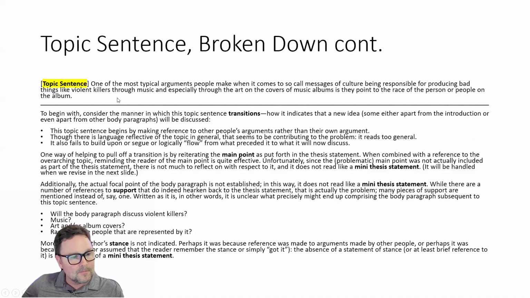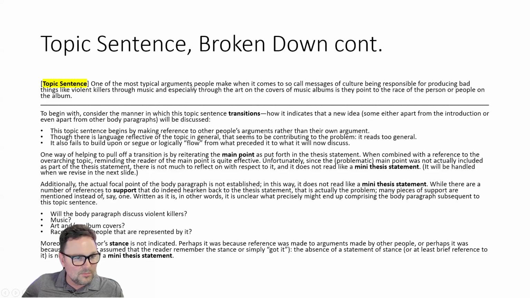So let's talk about how the original topic sentence sort of transitions. This topic sentence begins by making a reference to other people's arguments rather than their own, which isn't completely incorrect or ineffective or anything like that. But is there something else going on in it?